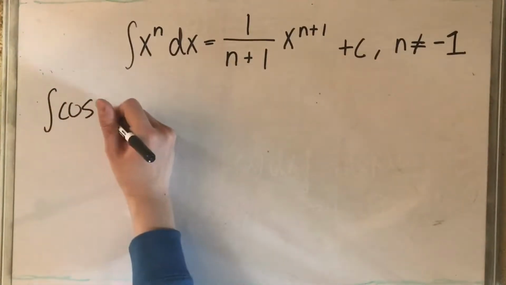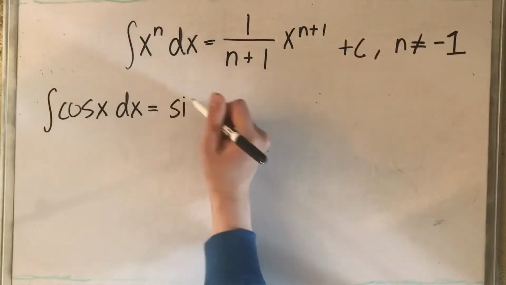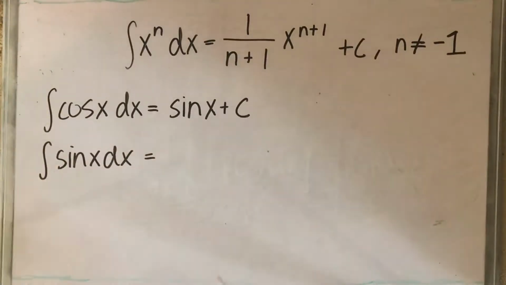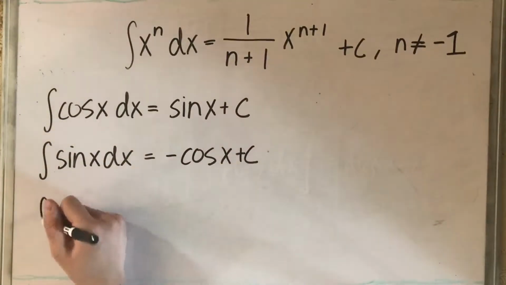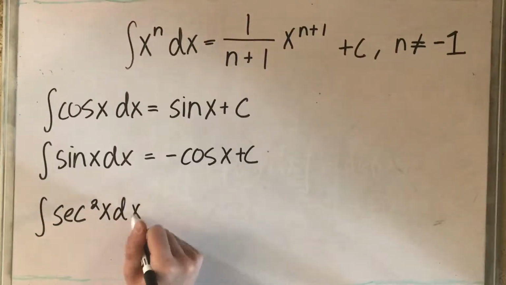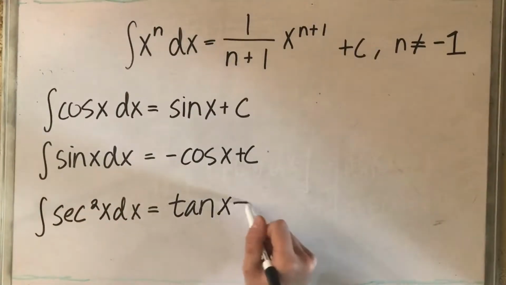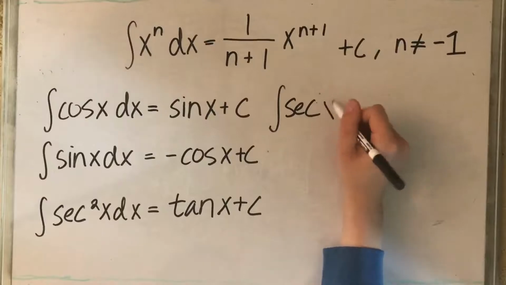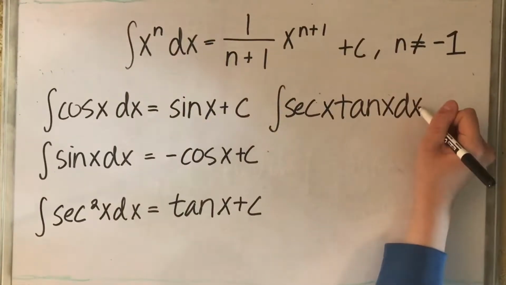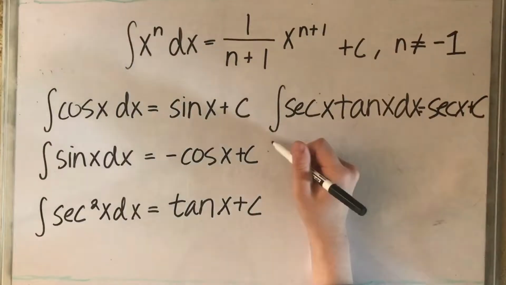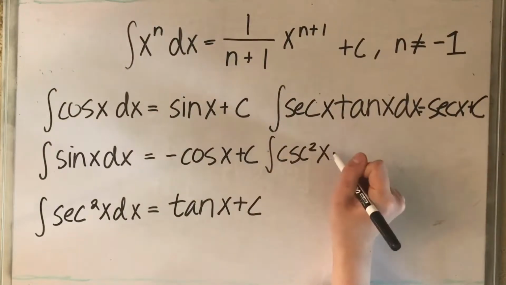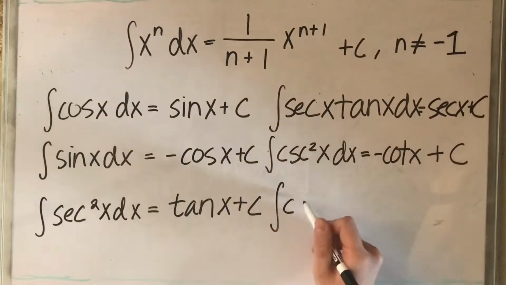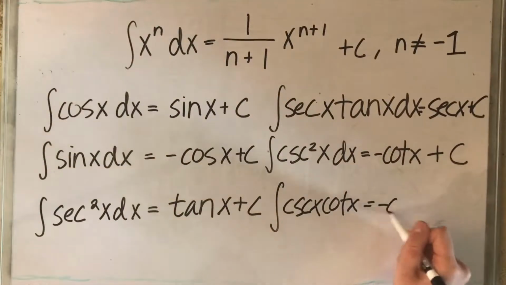Now let's go over the trigonometric integration formulas. The integral of cosine x dx equals sine x plus c. The integral of sine x dx equals negative cosine x plus c. The integral of secant squared x dx equals tangent x plus c. The integral of secant x tangent x dx equals secant x plus c. The integral of cosecant squared x dx equals negative cotangent x plus c. And finally, the integral of cosecant x cotangent x dx equals negative cosecant x plus c.